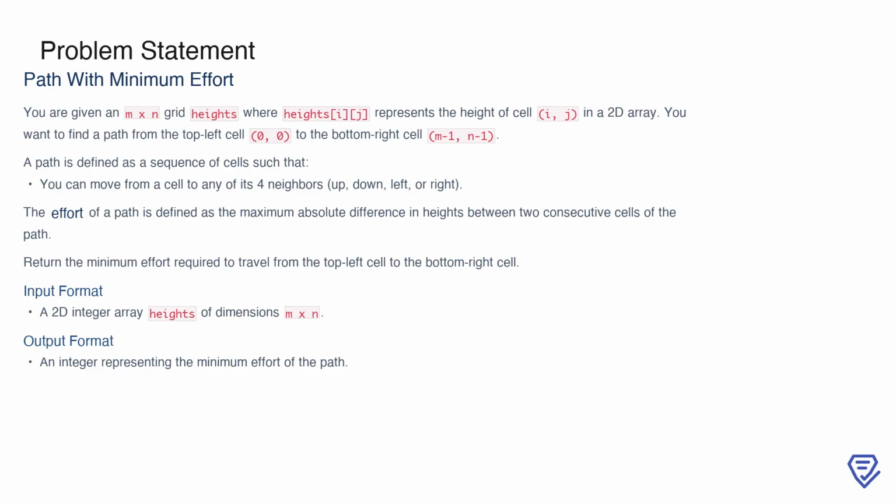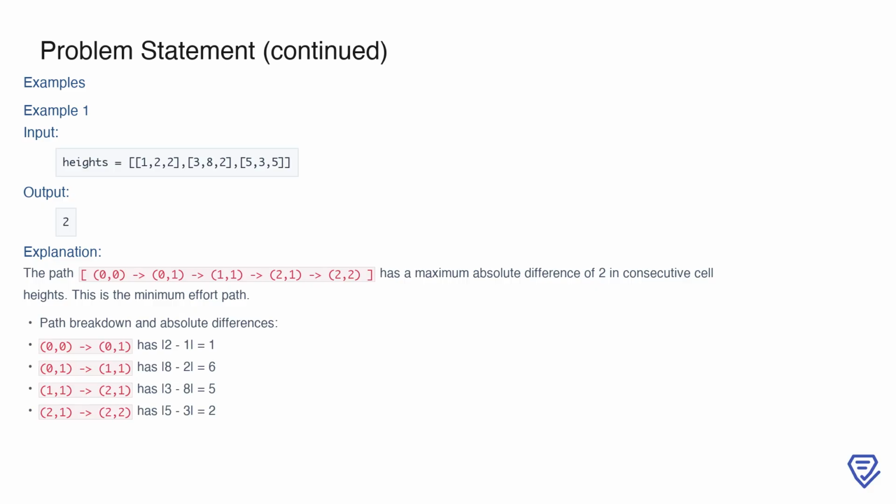A valid path is defined as a sequence of adjacent cells where you can move in any of the four cardinal directions: up, down, left, or right. Now, the effort of a path is calculated as the maximum absolute difference in heights between two consecutive cells along the path. The goal is to find the path that minimizes this maximum difference and return its effort as an integer. Let's take a look at an example to understand this better.